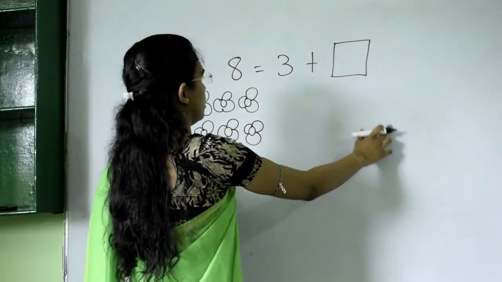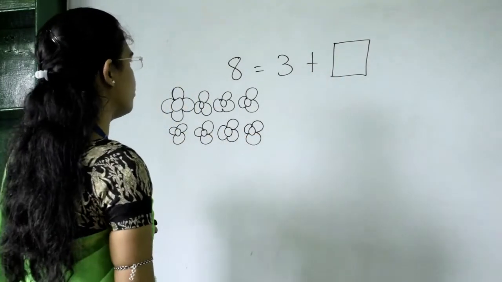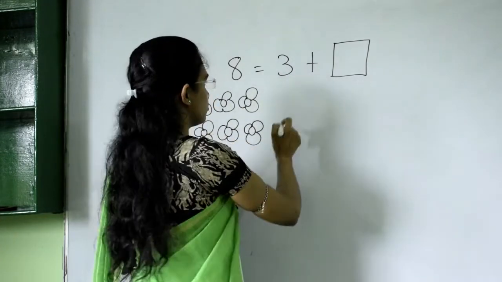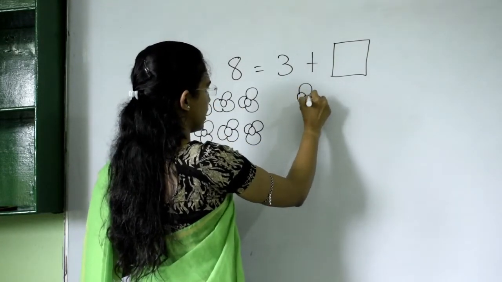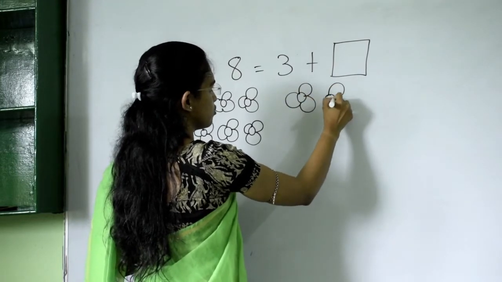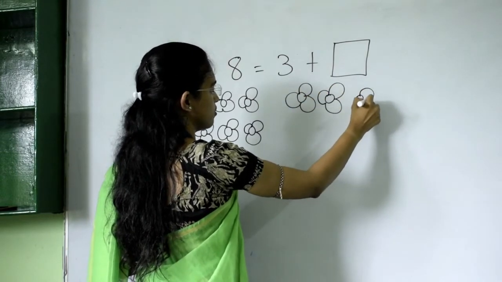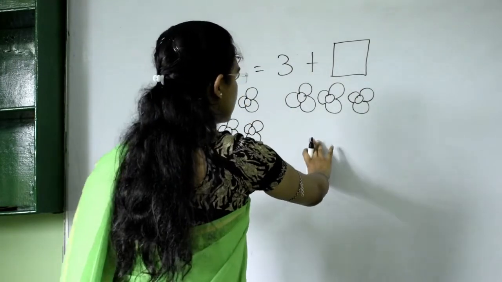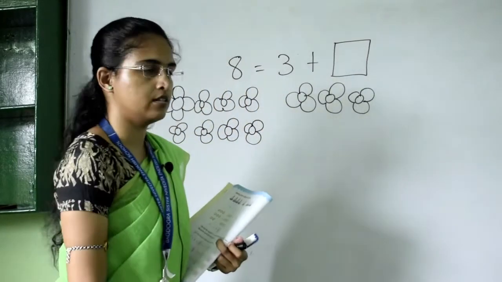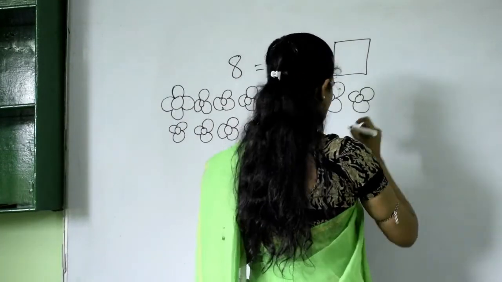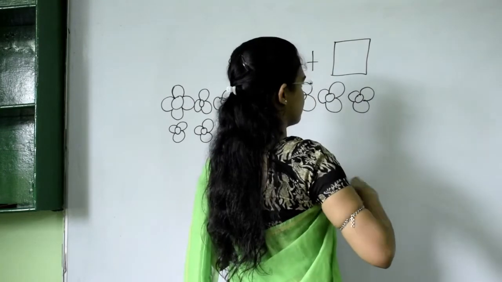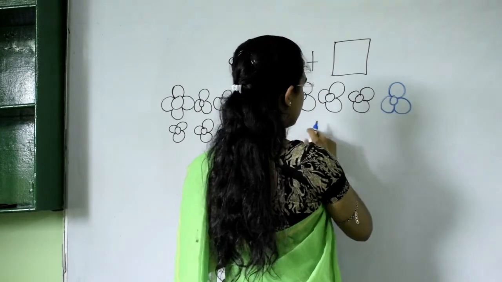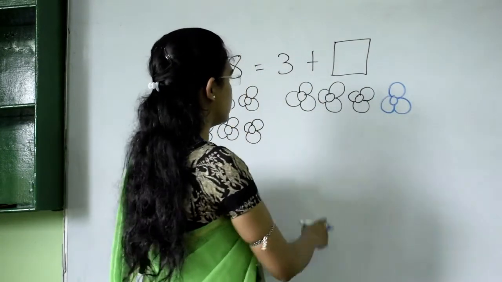We have to find out the question. So how many flowers? Here it is written 3 plus. That means we have to add. So already we have 3 flowers in this side. 1, 2, 3. So how many more flowers do we have to add to make 8 in this side? Let's add one more flower. If you add one more flower with these 3 flowers, how many flowers do we have altogether now?